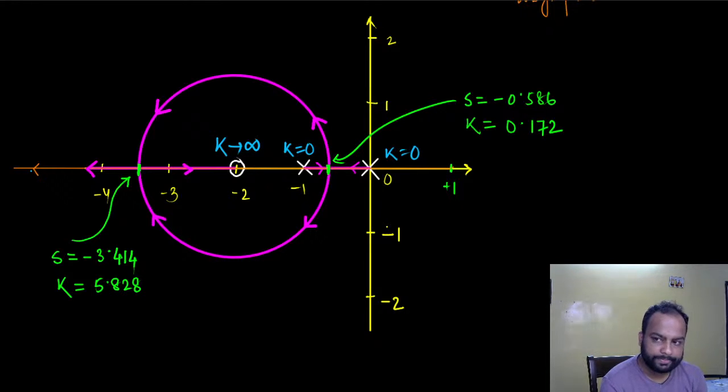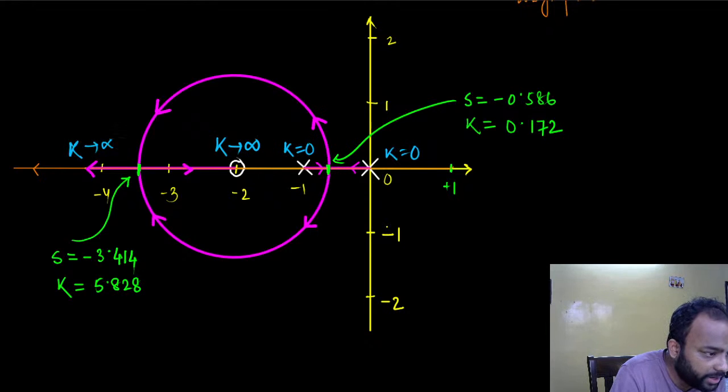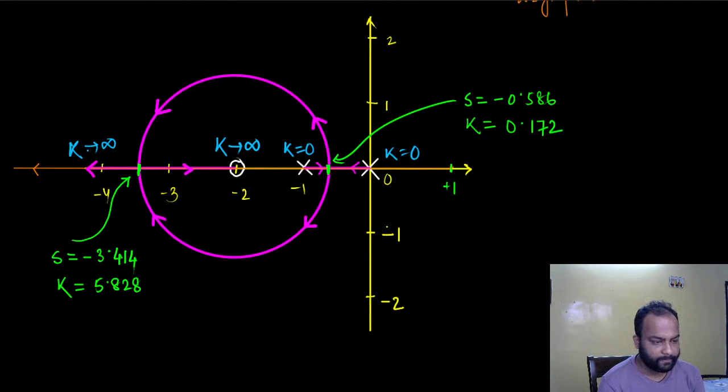Right? Tell me if you understood this, or tell me if you have any query with this. I have also applied k tending to infinity here. So this is the loci of the roots. We have two roots, and this is how they travel.